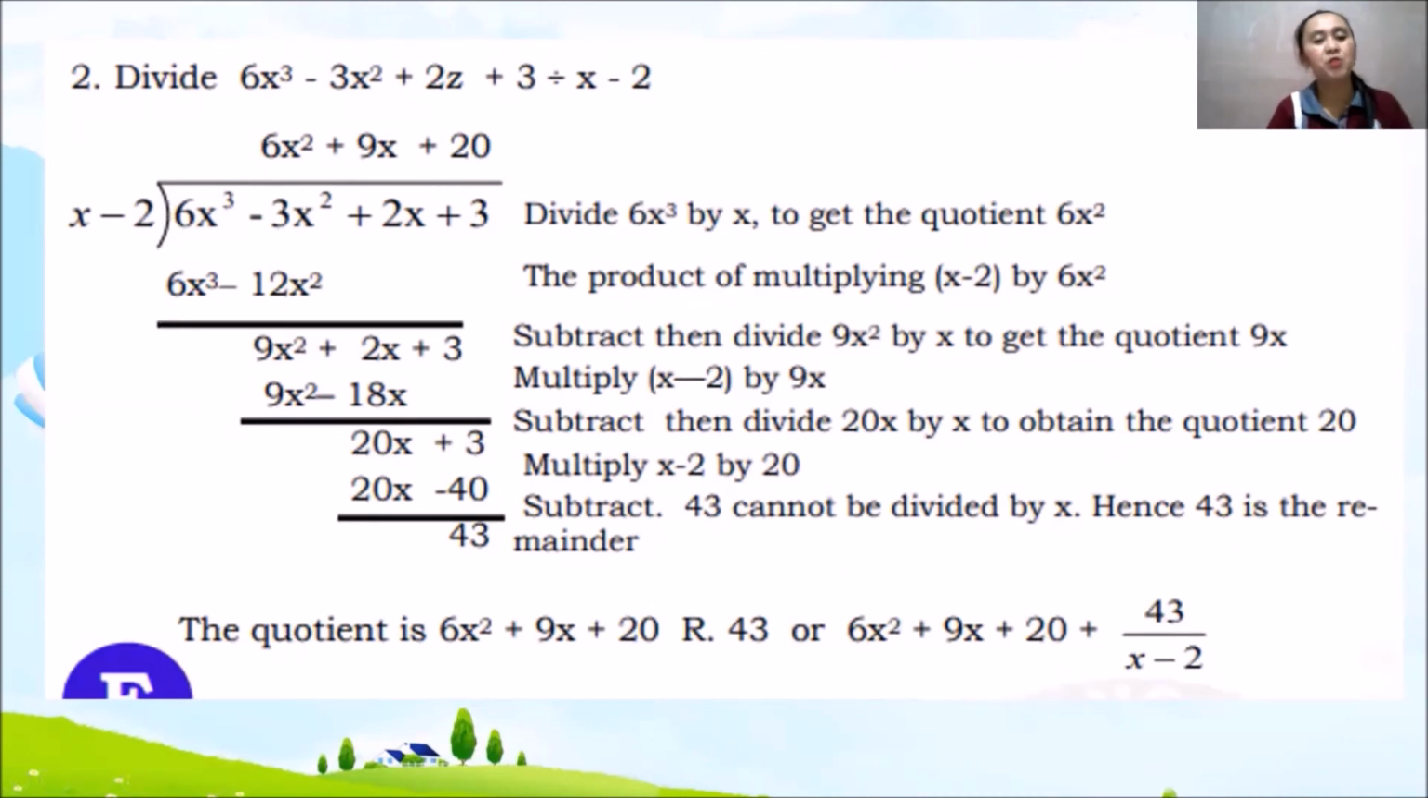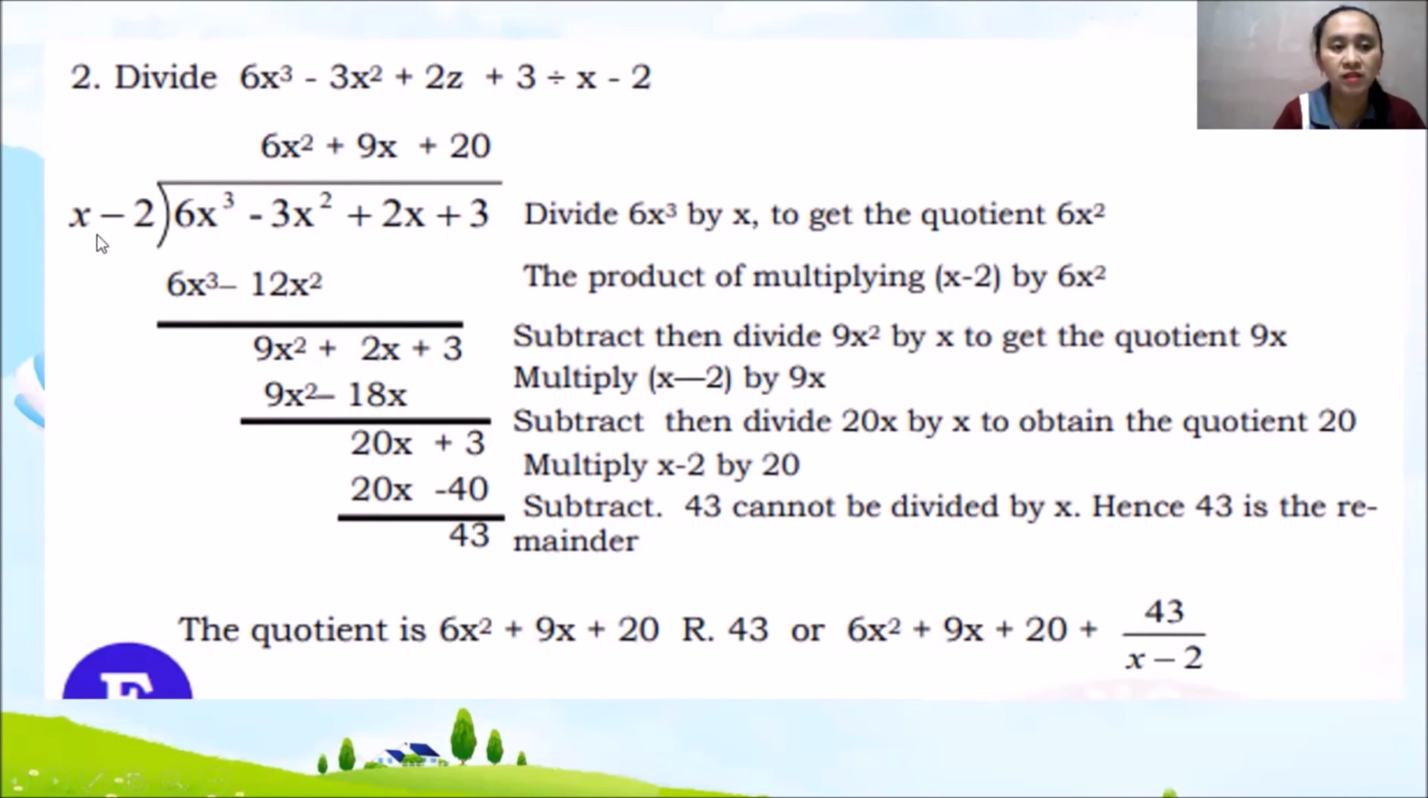Then again, repeat the procedure. 20x divided by x. So 20 divided by 1 is 20. X divided by x, x to the 0. Because 1 minus 1 is 0, and any number raised to 0 is 1. Kaya 20 ang third quotient.